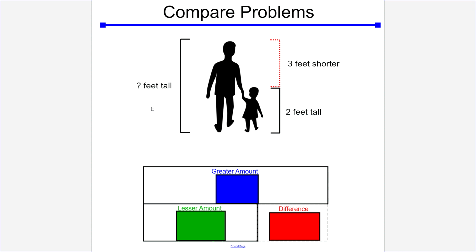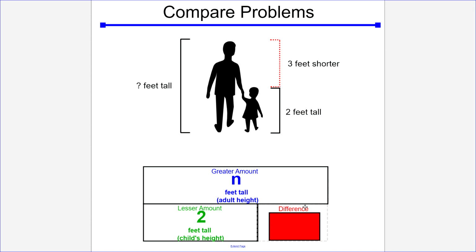We do not know the adult's height, so for the greater amount, I will put n feet tall, the adult's height. What would we put for the lesser amount? What is the lesser amount in this problem? You're right. The lesser amount in this problem is the height of the child. We know that the child is 2 feet tall, so for the lesser amount, I'll put 2 feet tall, the child's height.